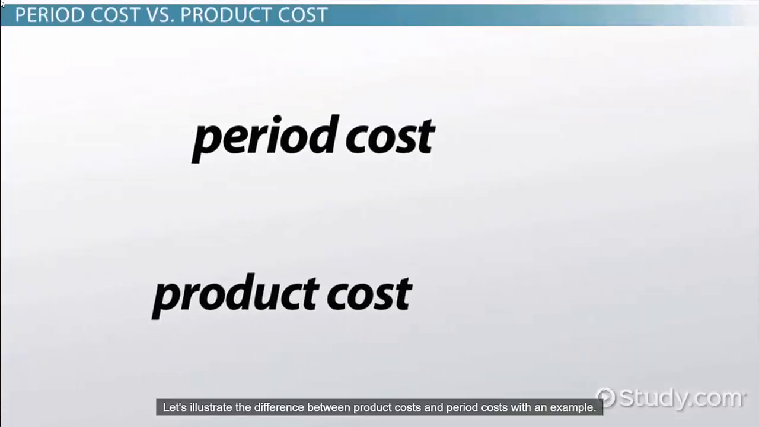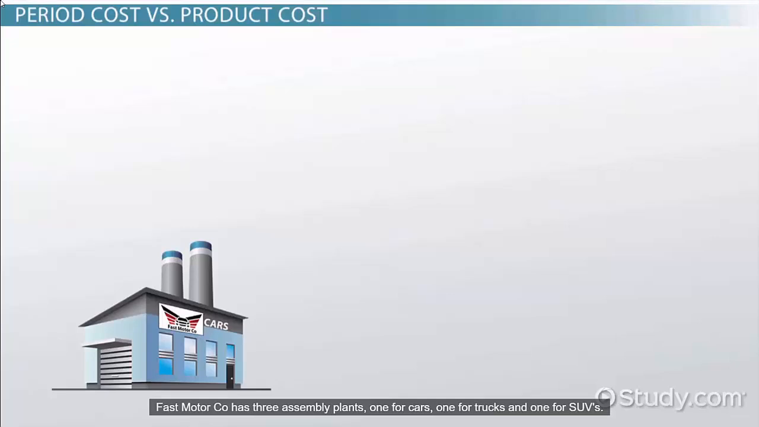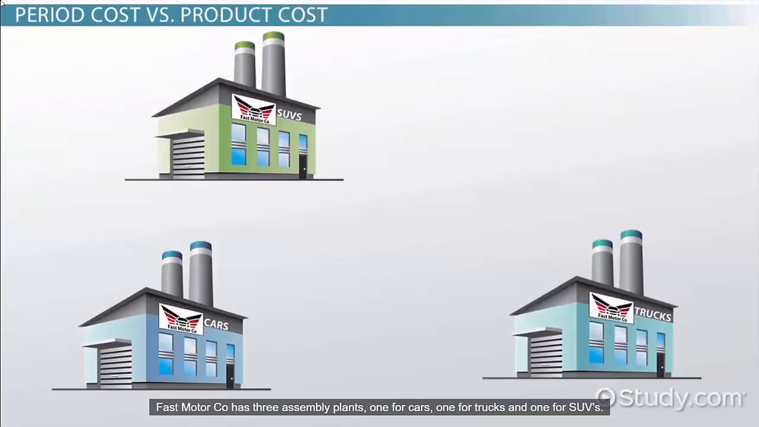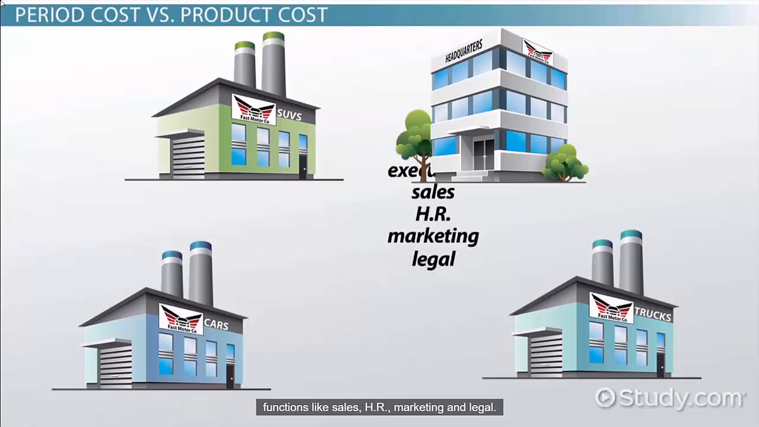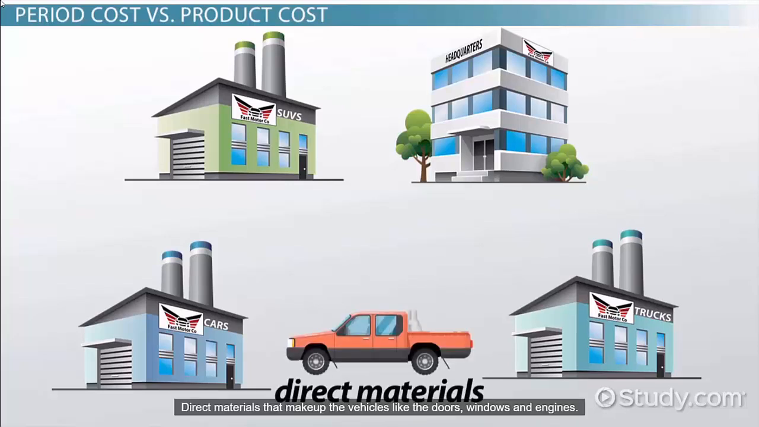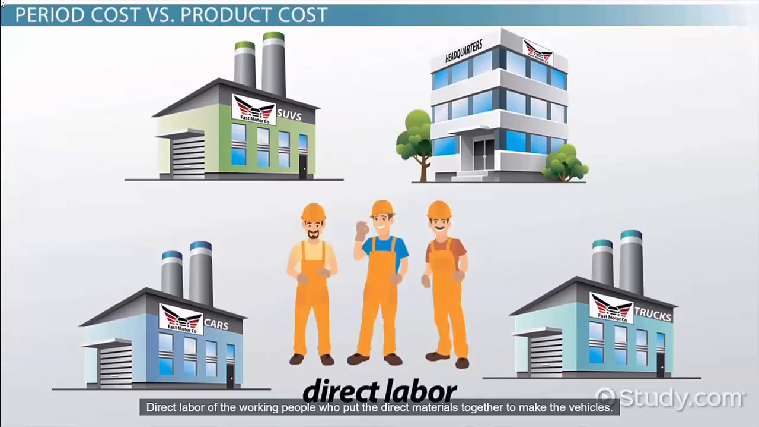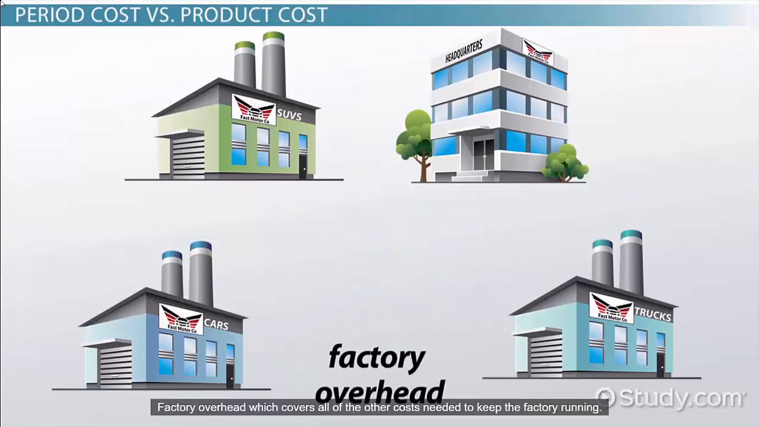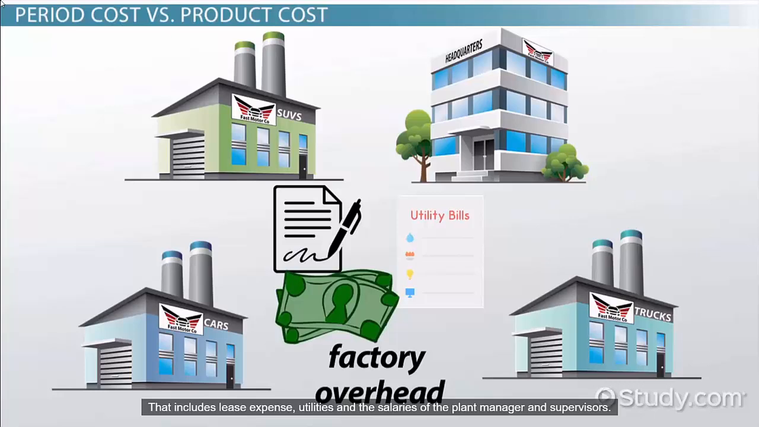Let's illustrate the difference between product costs and period costs with an example. Fast Motor Co. has 3 assembly plants, one for cars, one for trucks, and one for SUVs. Fast Co. also has a headquarters building where the executives work along with all of the support functions like sales, HR, marketing, and legal. There are 3 types of cost that occur in the plants. They are product costs. Direct materials that make up the vehicles, like the doors, windows, and engines. Direct labor of the working people who put the direct materials together to make the vehicles. Factory overhead, which covers all of the other costs needed to keep the factory running. That includes lease expense, utilities, and the salaries of the plant manager and supervisors.